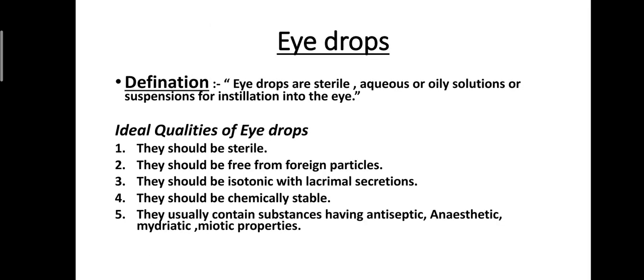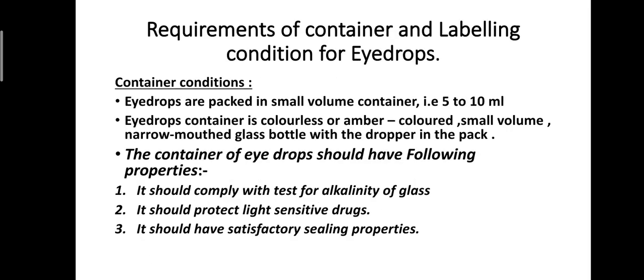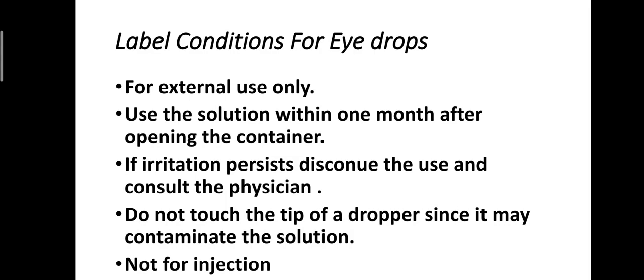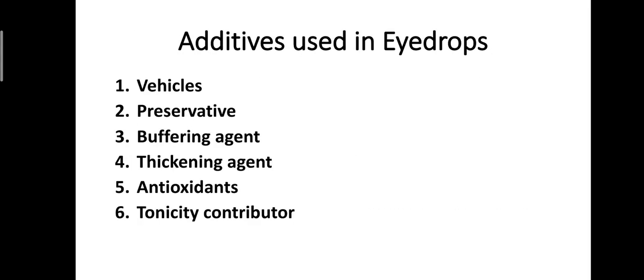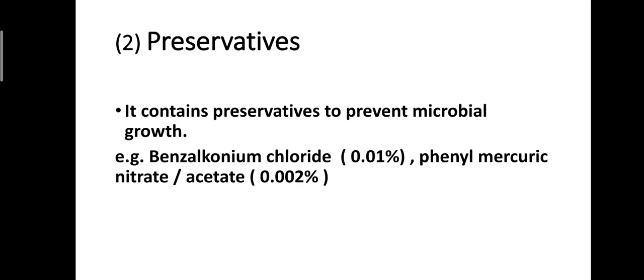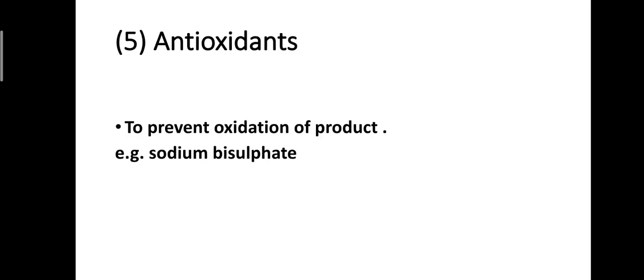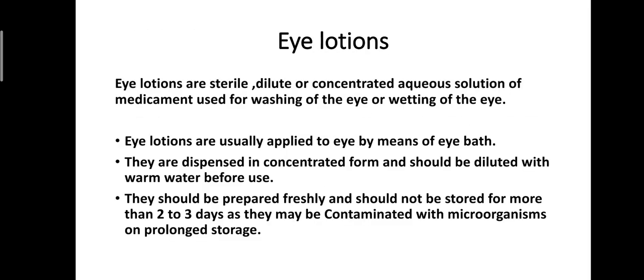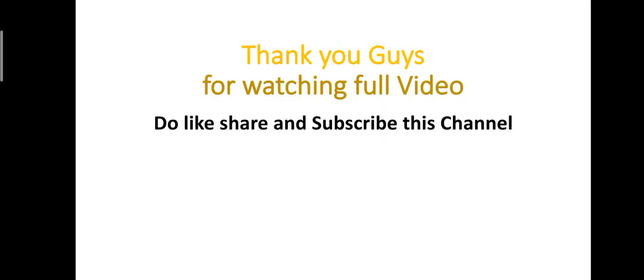Eye drops, ideal qualities of eye drops, requirement of container and labeling condition for eye drops. Label conditions for eye drops, this is a very important topic of this chapter. Method of preparation of eye drops. Additives used in eye drops. There are 6 types of additives or excipients used in eye drops: vehicles, preservatives, buffering agents, thickening agents, antioxidants, tonicity modifier, and then eye lotions.